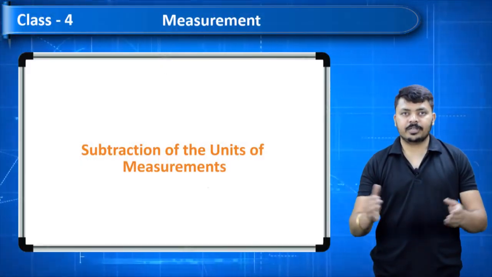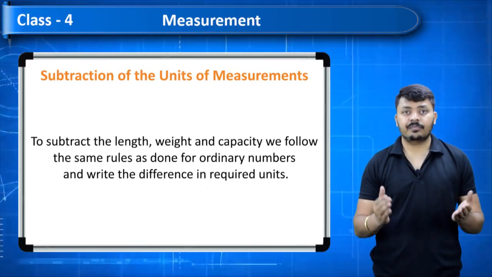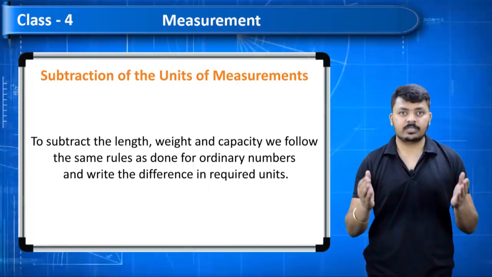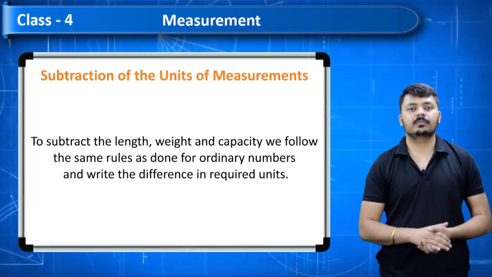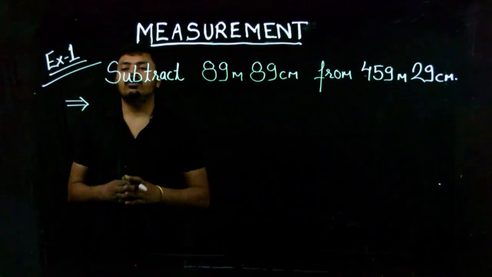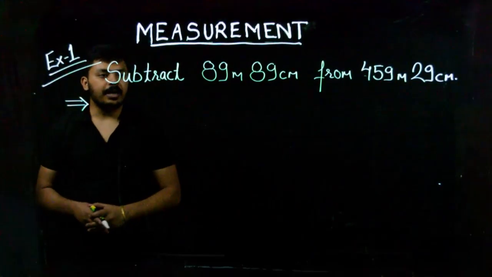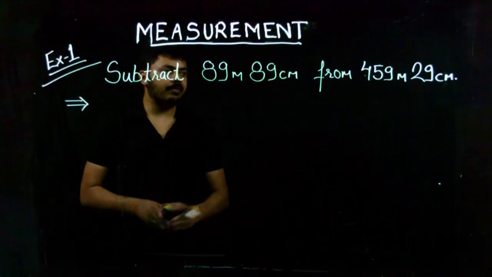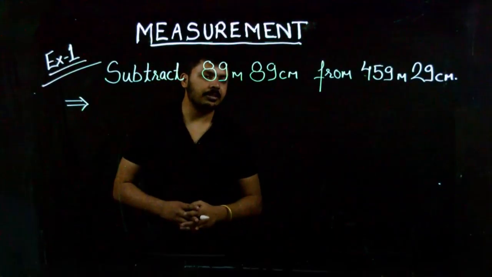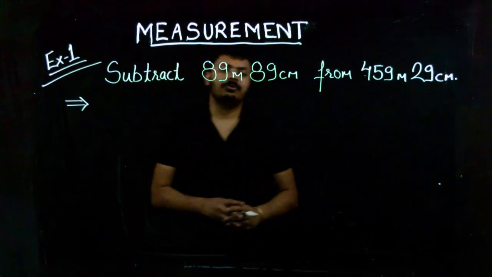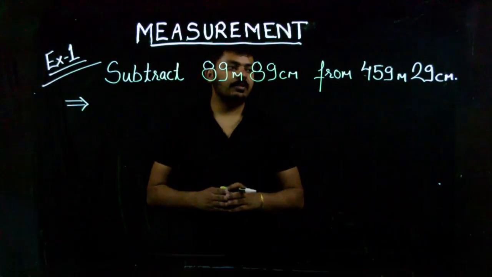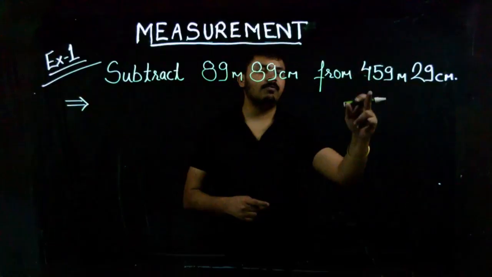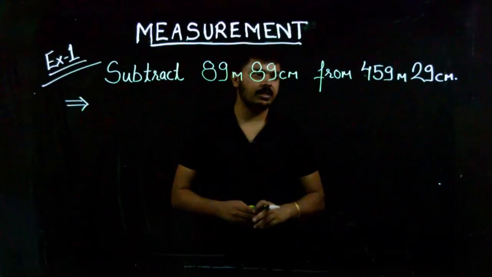Subtraction of the units of measurement. To subtract the length, weight and capacity, we follow the same rules as done for the ordinary numbers and write the difference in required units. So students, now let's look at example number 1. Subtract 89 meter 89 centimeter from 459 meter 29 centimeter. So basically we have to subtract this length from this length, that is 89 meter 89 centimeter from 459 meter and 29 centimeter.